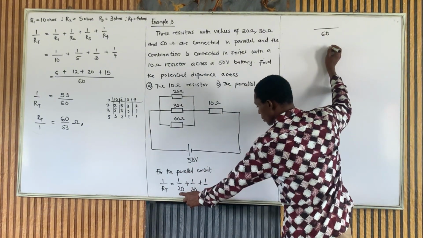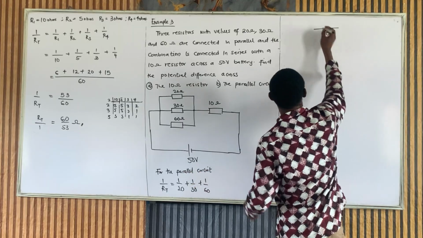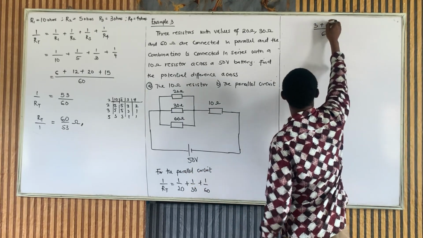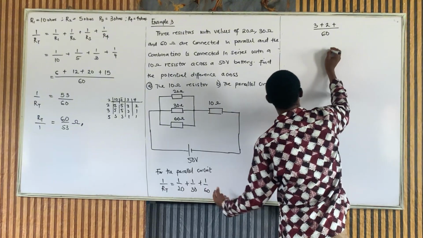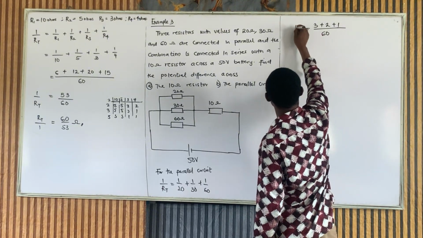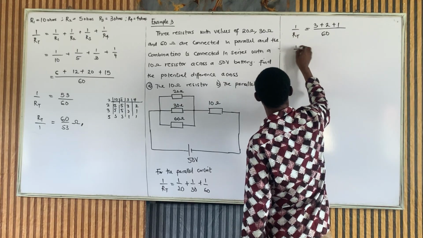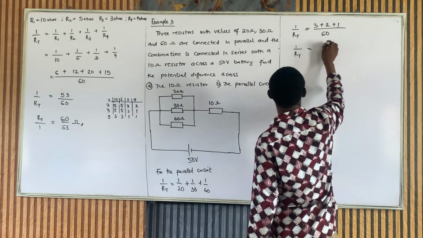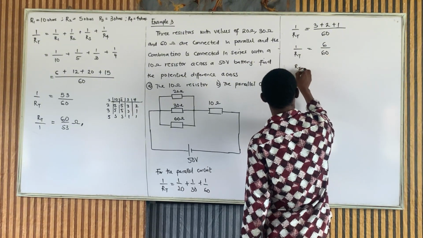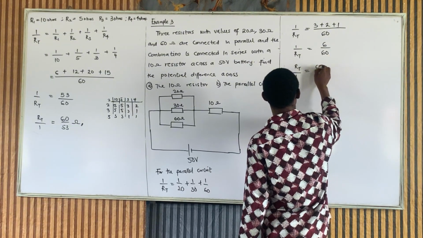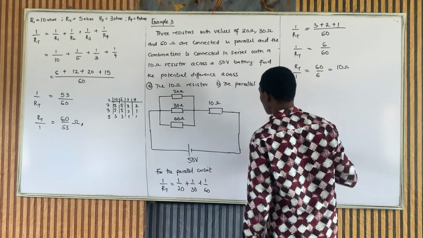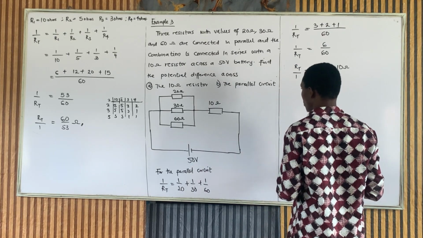60. 20 in 60 is 3. 3 times 1 is 3. Plus 30 in 60 is 2. 2 times 1 is 2. Plus 60 in 60 is 1 times 1, that's 1. Is equal to 1 over R total. So 1 over R total is equal to 6 over 60. You can invert this. R total over 1 will be equal to 60 over 6, which is 10 ohms. So our R total is 10 ohms for the parallel combination.